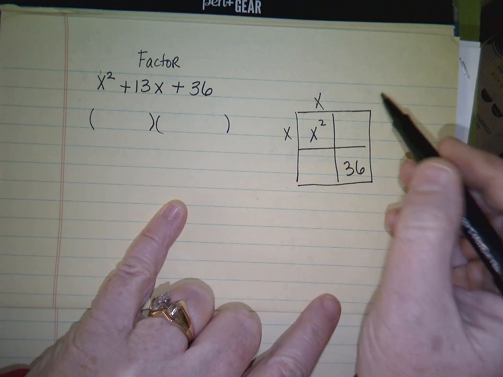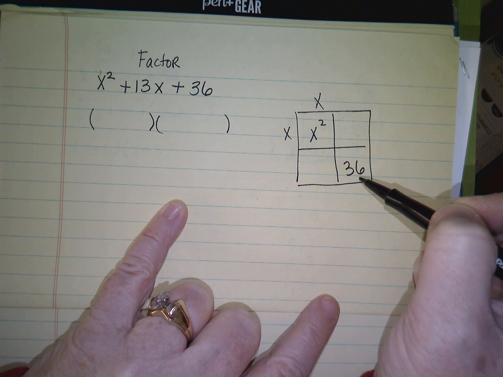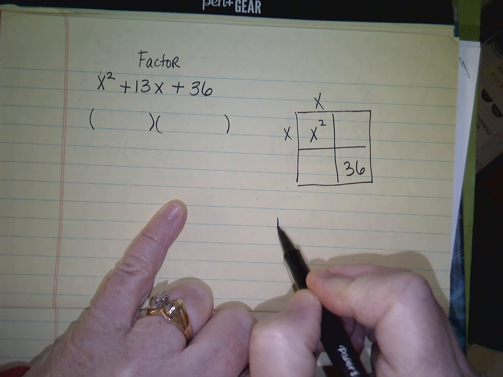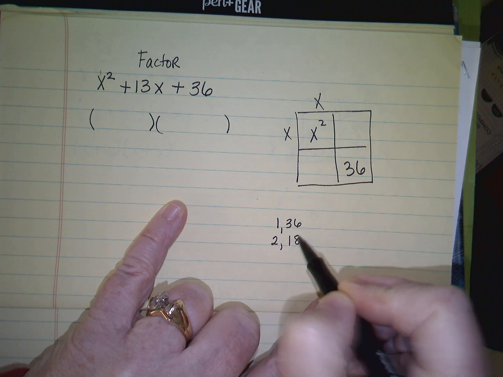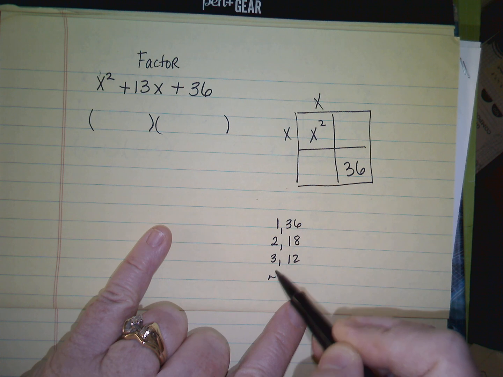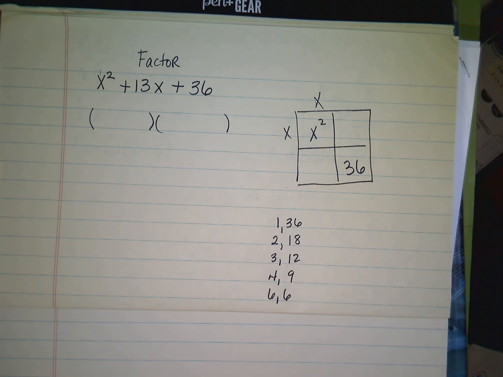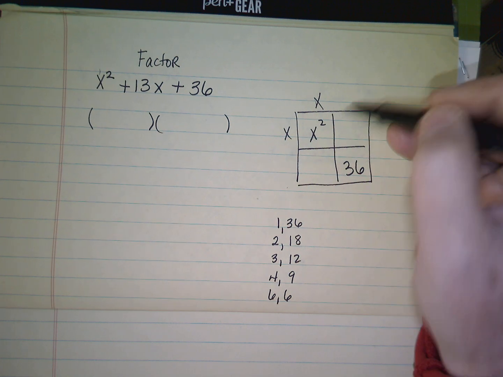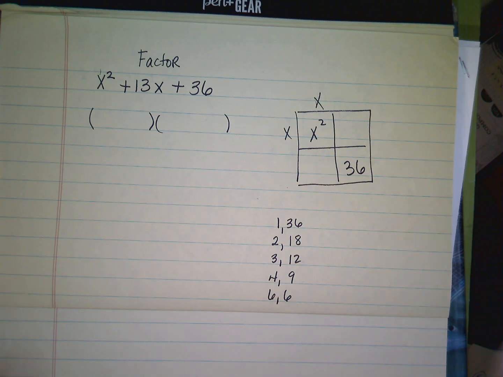We're looking for two numbers that multiply together to give me 36. Let's list the possibilities. 1 and 36, 2 and 18, 3 and 12, 4 and 9, 6 and 6. Those are all the possibilities. Which two do you want to try? You want to try 4 and 9, okay?